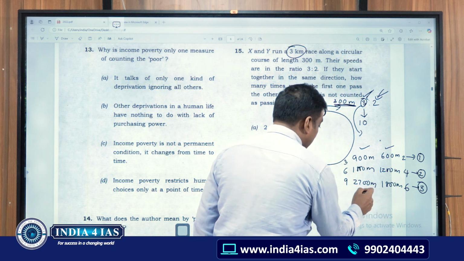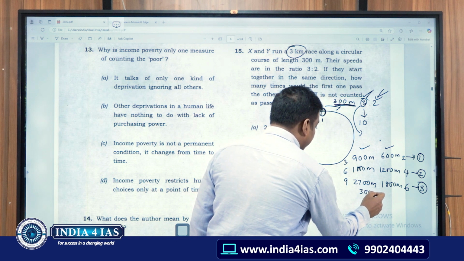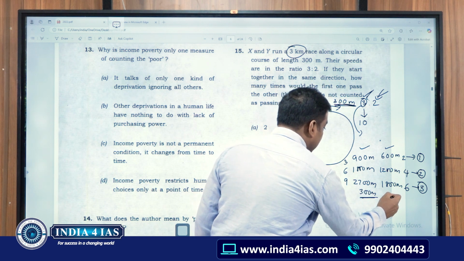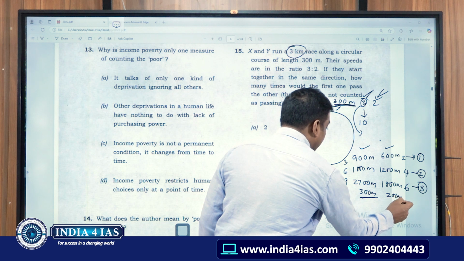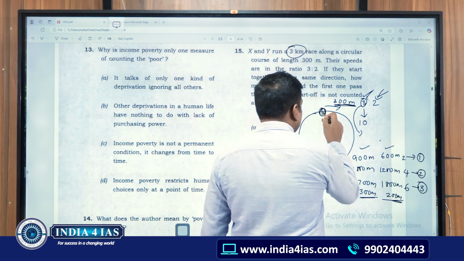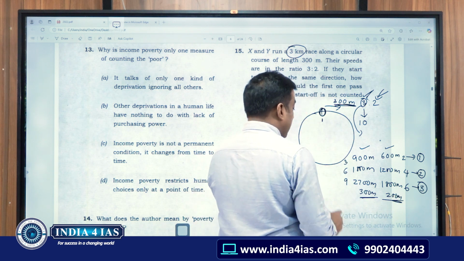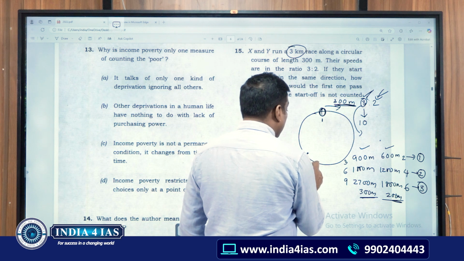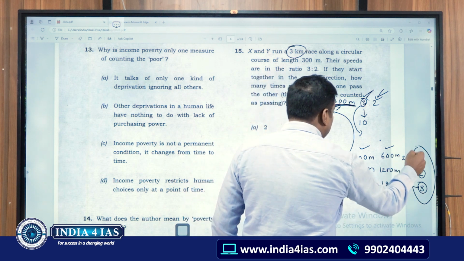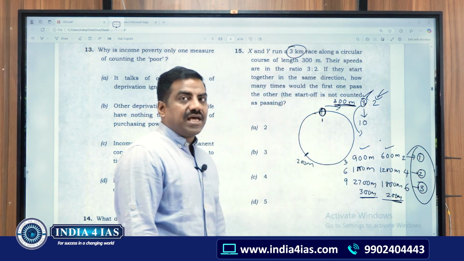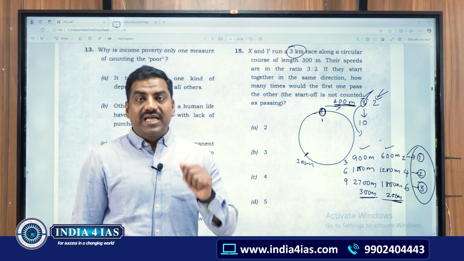So the fourth time, by the time he covers 300 meters, he will finish the race. But this person has covered only 200 meters. So when he finishes, he will be here, around 200 meters. So totally they will meet 3 times in the course of their race.